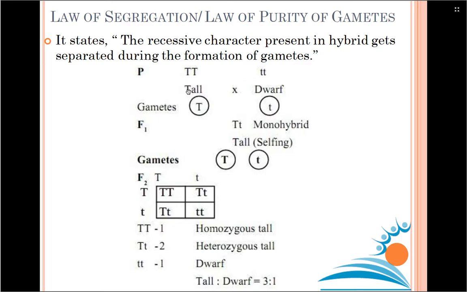Mendel took a pure tall pea plant and a pure dwarf pea plant, and he made a cross with the gamete.